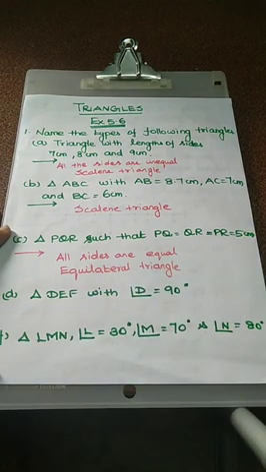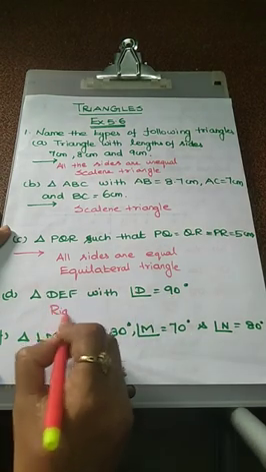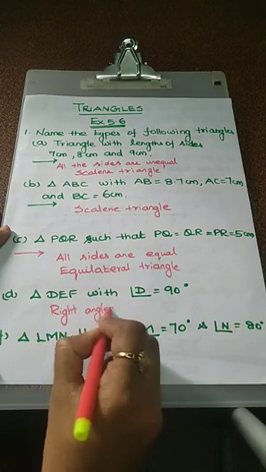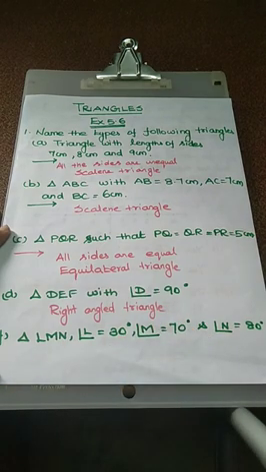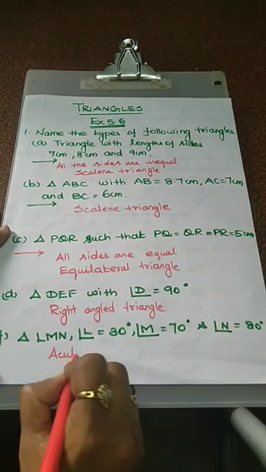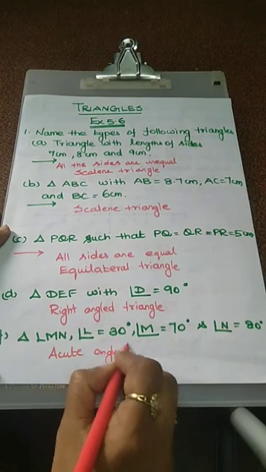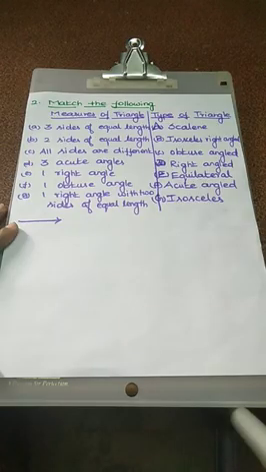And another one, triangle DEF with angle D equal to 90 degrees. In triangle DEF, one angle is 90 degrees, so it is actually a right angled triangle. The next one, triangle LMN, angle L equal to 30 degrees, angle M equal to 70 degrees, angle N equal to 80 degrees. You just look at the angle values. These three angles are acute angles, so triangle LMN is automatically an acute angled triangle. That's all.